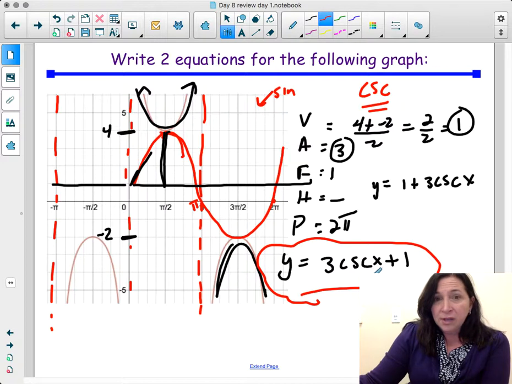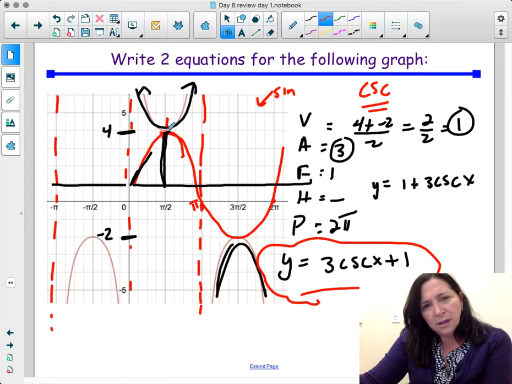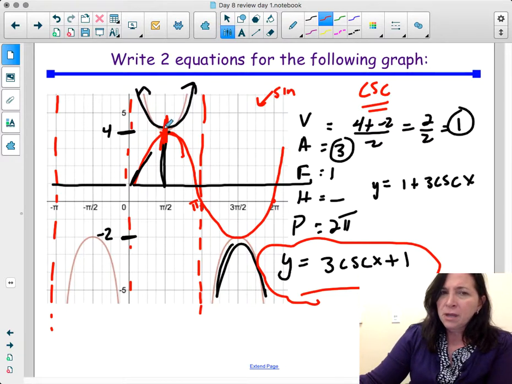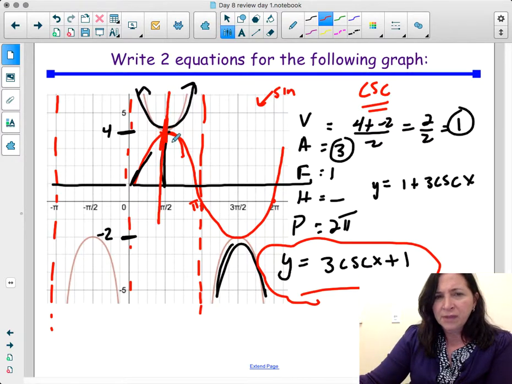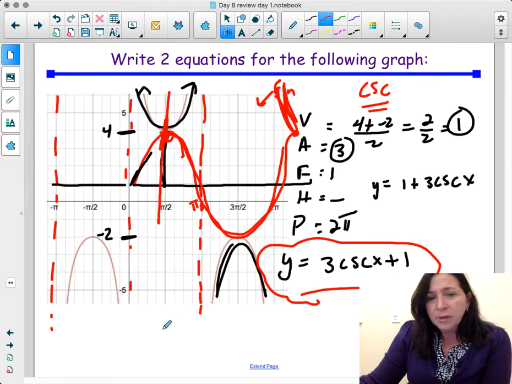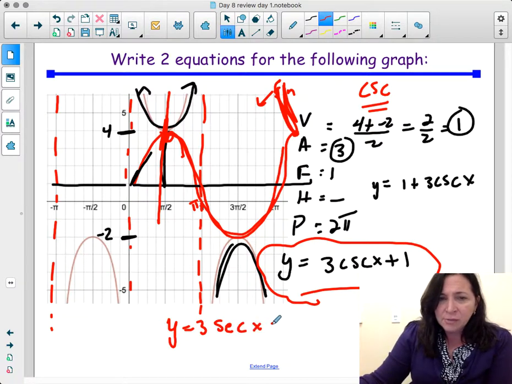I'm going to keep it a cosecant graph, but actually, we can change this to a secant graph if we start here, right? Because then you're starting high, and then you're going to end high over here. So the other parabola would be over here. Let's do that. And so that would just go like this. That would go y equals 3 secant of x plus 1.